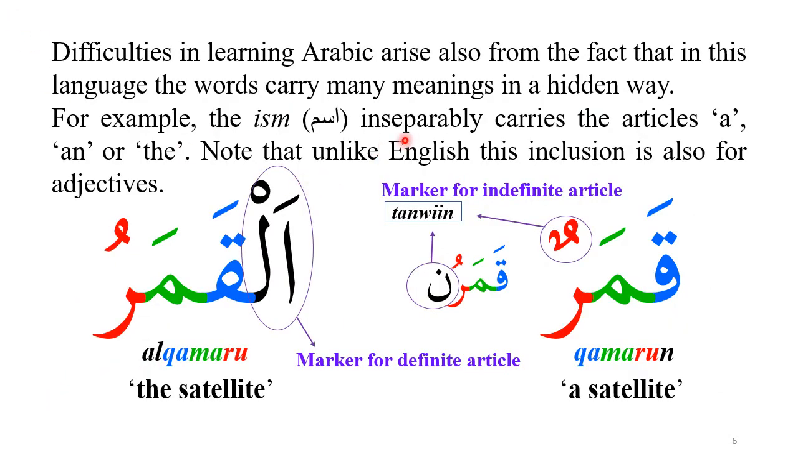Now, the difficulty, of course, is from this, but there are other difficulties as well. For example, in Arabic, the indefinite and definite article is built into the word. For example, the word Qamarun means a satellite. The word a is not written separately. It is built in, pronounced as a noon at the end of the word Qamarun, right? And then Al Qamaru, where this noon is dropped, means the definite article, the al, and it means the satellite. So both the definite and indefinite articles are built into the ism.